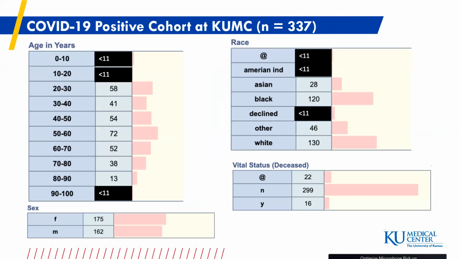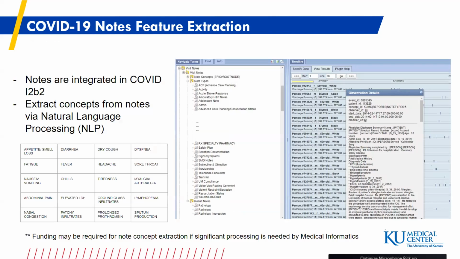Of the 337 positive, you can see the age distribution, gender, race, and vital status. 16 patients have passed away, 299 are still living, and for 22 we do not know. There's a pretty even distribution between males and females. We also have the capability of searching free text notes, and I will pass it to Noor to talk a little bit about that.